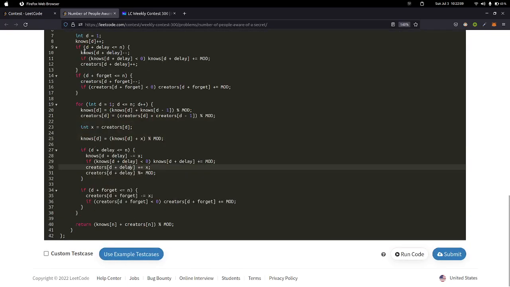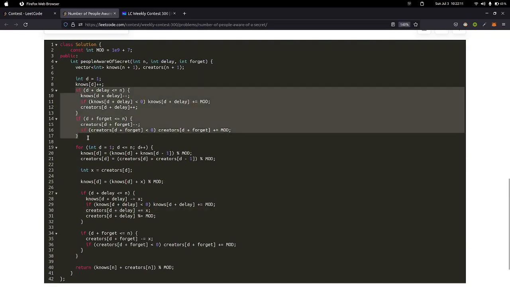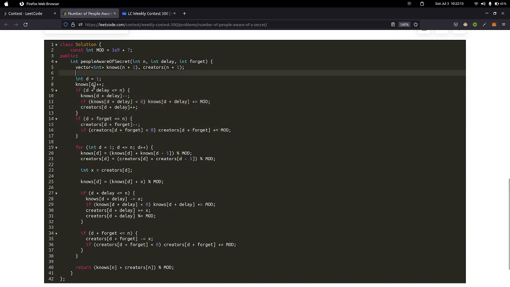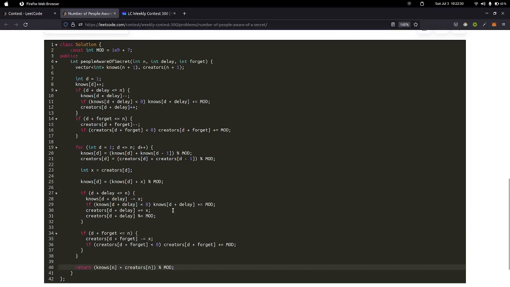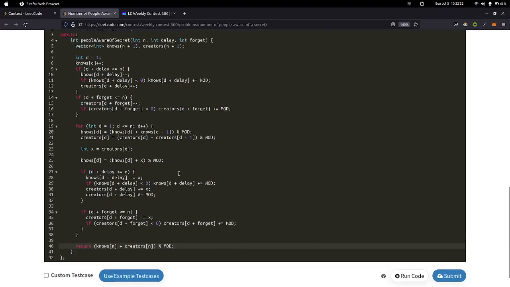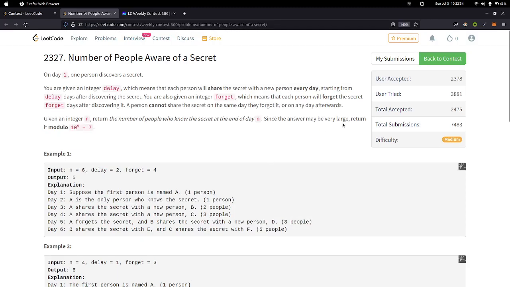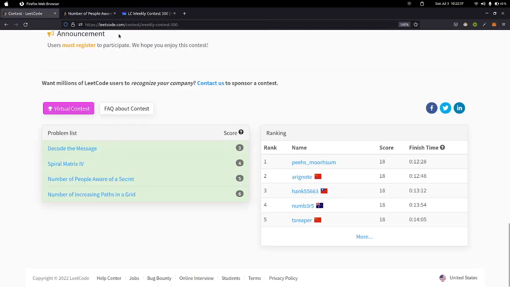So the same logic we had here for person 1, instead of decrementing and incrementing with 1, I am doing it with X. That's the only difference here. And of course, in the end we'll just have to return the number of persons who know the message and the number of creators at that day, end of the day, and modulo everywhere. That's it. This is the third problem. Let's move on to the fourth problem.